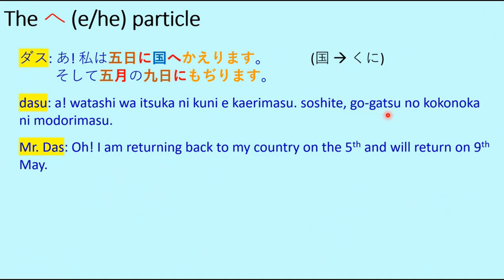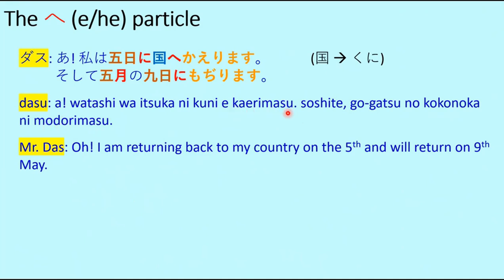Gogatsu no kokonoka means May month's 9th day. That means 9th of May. So I will return on 9th May. Modorimasu, that means I will return back. So watashi wa itsuka ni kunie kaerimasu. So now here you can see there is usage of both kaerimasu and modorimasu.